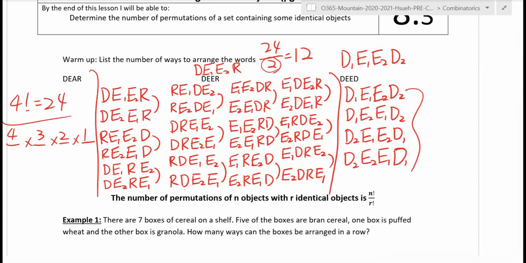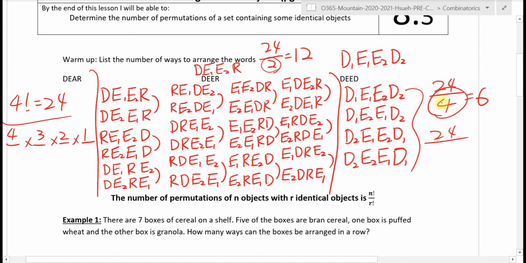So in this case, I think you probably guessed it, we would then take 24 and divide it by 4, because for each 4, it really is just one single orientation, just one arrangement. So there will be 6. Where does this 4 come from? Well, it turns out we have 2 pairs of the 2 same letters. So this 4 came from 2 factorial times 2 factorial, because we have 2 ways to arrange 2 E's and 2 ways to arrange 2 D's.